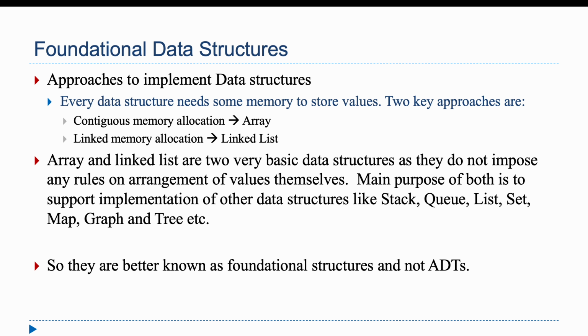To sum up, contiguous memory allocation using arrays and linked memory allocation using linked lists are the two fundamental approaches to implement data structures. While arrays are easy to implement and have better cache locality, linked lists are dynamic and do not waste memory. Ultimately, the choice of approach depends on the specific requirements of the data structures being implemented.